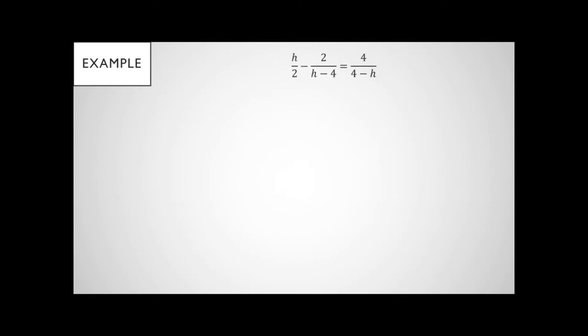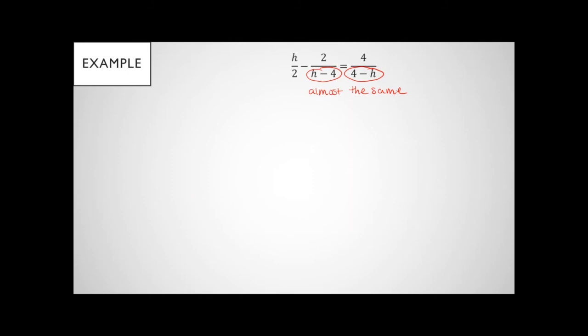Okay, so here I have h over 2 minus 2 over h minus 4 equals 4 over 4 minus h. So what I want you to see here is that these are almost the same. They're almost the same, but not quite. So they're in different orders. One has h minus 4, the other has it in the opposite order. So this has a special technique here.